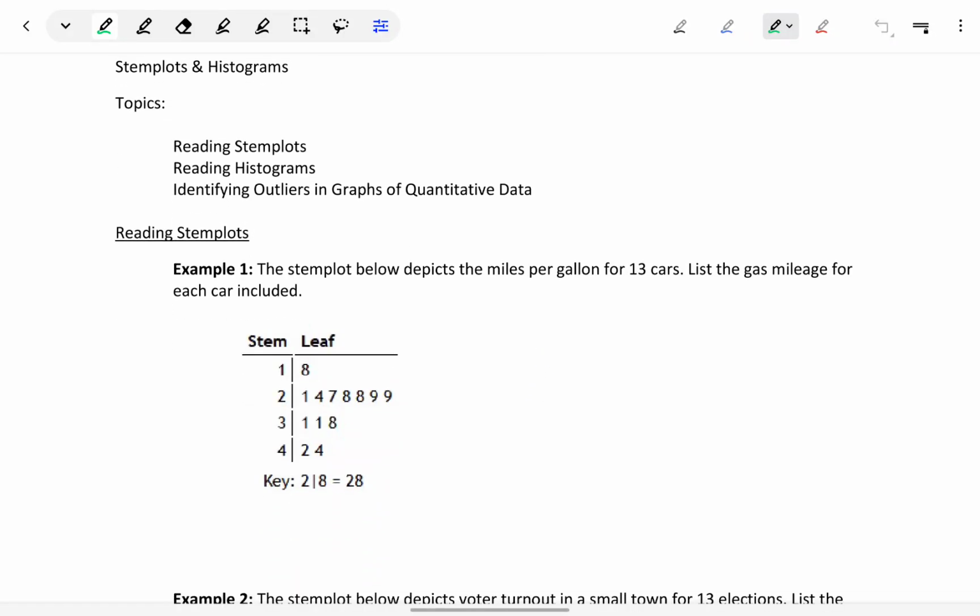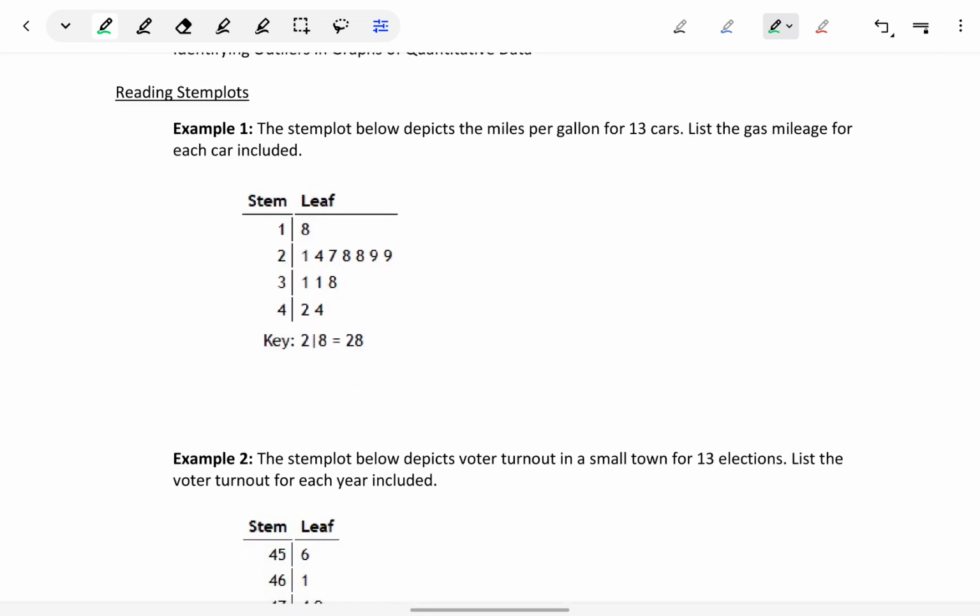In this section, we want to take a look at a pair of graphs that will allow us to visualize quantitative data. The first graph that we'll look at is referred to as a stem plot, which is a shorthand way of saying stem and leaf plot.